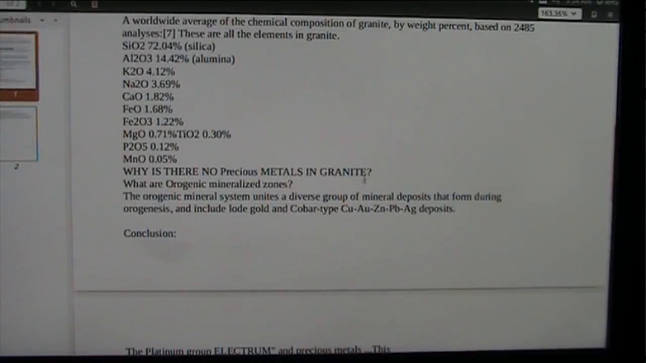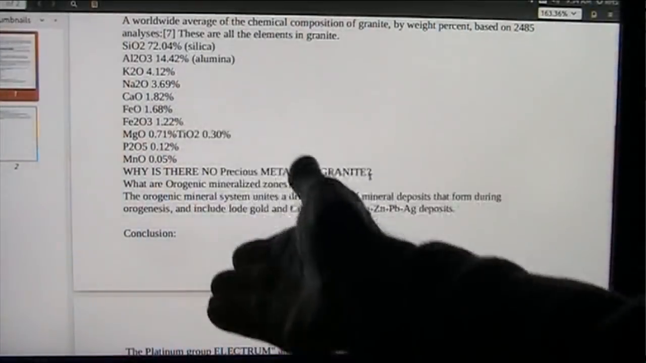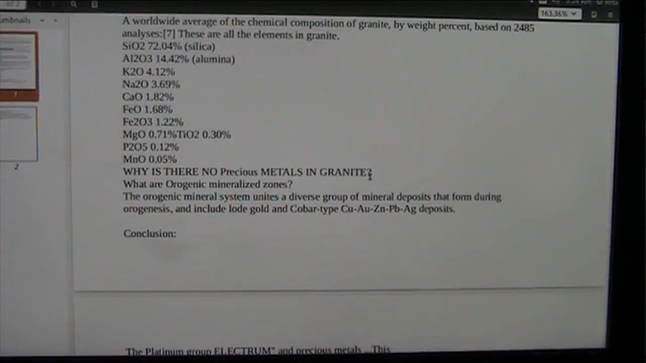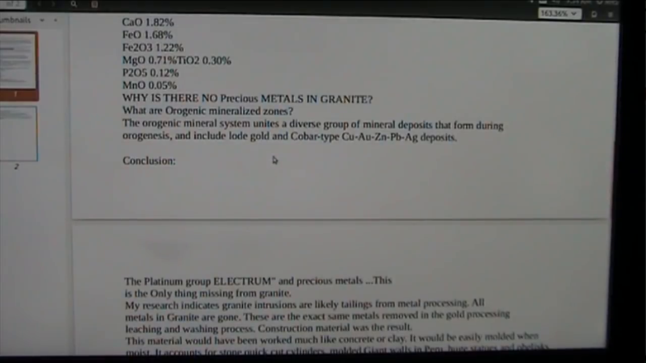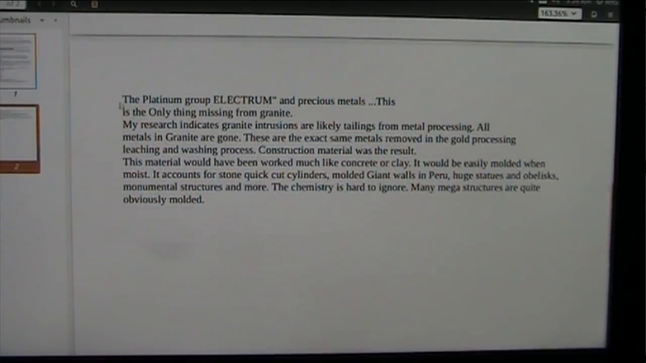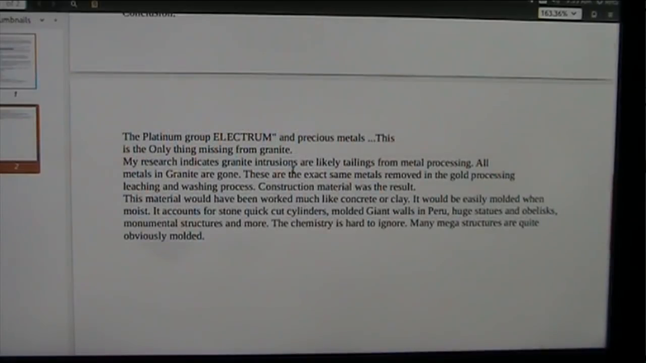Why is there no precious metals? There's no precious metals, none, zero. They did alchemy long ago. They took out all the precious metals, and then they put them in piles. And they are the platinum group electrum they took out of it. And I have the platinum group electrum that I have found in mud fossils.